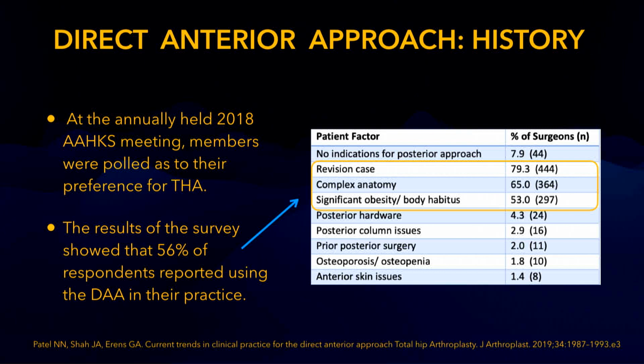The American Association of Hip and Knee Surgeons conducts a yearly survey. In 2003, less than 1% of surgeons in the US were doing a direct anterior approach to hip replacement. In 2018, 56% of surgeons are doing it. Those are not the numbers that are replicated in India, and out of those 56%, most of them are also doing revision surgeries and complex anatomy anterior surgeries for all their primary hips.